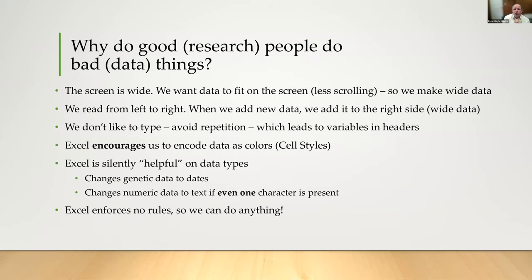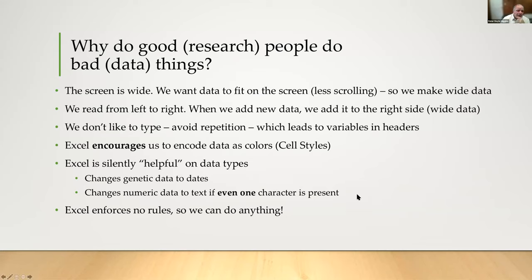So why do good research people do bad data things? Some of it is habit. The screen is wide. We want data to fit on the screen. We don't like to scroll. So we tend to make wide data. We read from left to right. When we add new data, we tend to add it to the right side as it's new data.